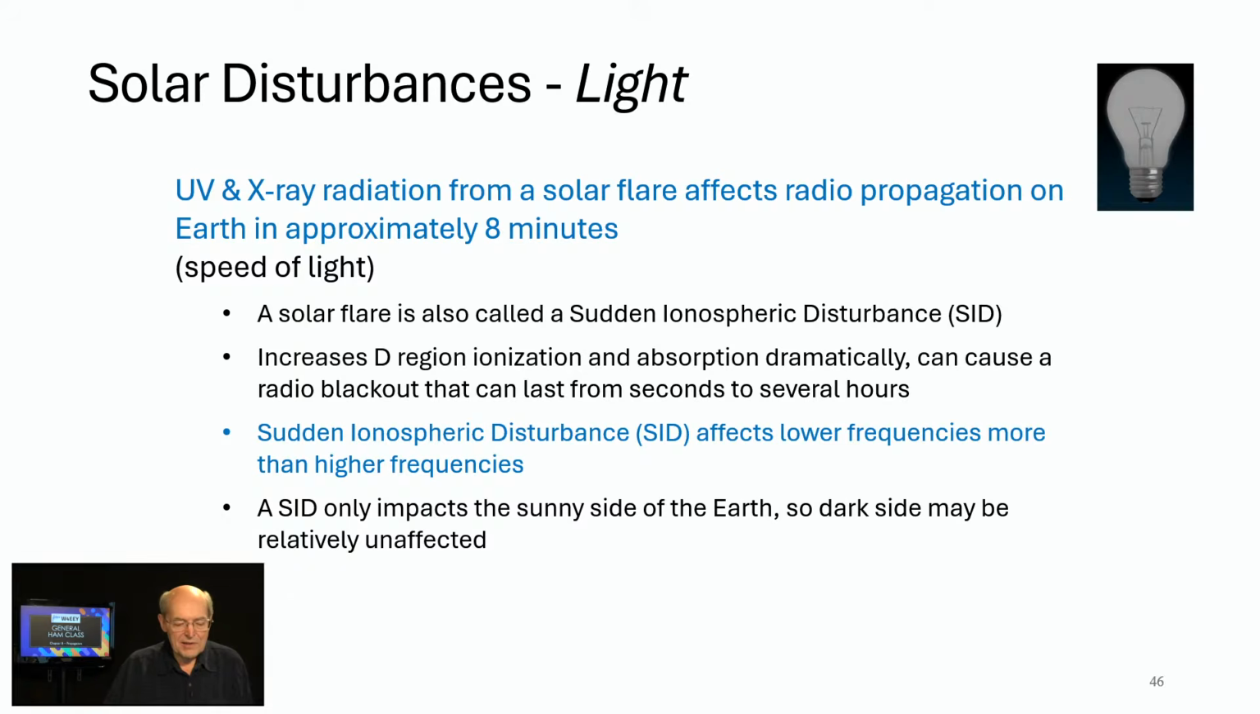So we're going to talk about the concept of light, the speed of light, and the speed of particles. All right? So UV and X-ray radiation from a solar flare affects radio propagation on Earth in approximately 8 minutes. Another way to say that, well, this is the speed of light. It takes about 8 minutes for light to go from the sun to the Earth.